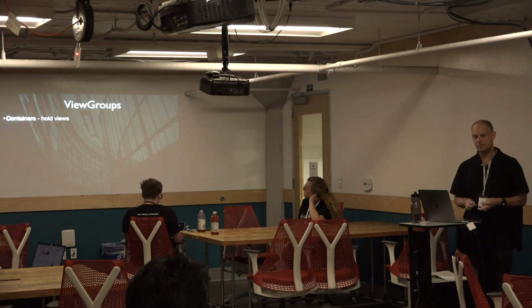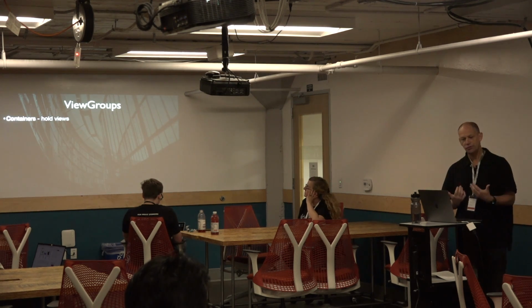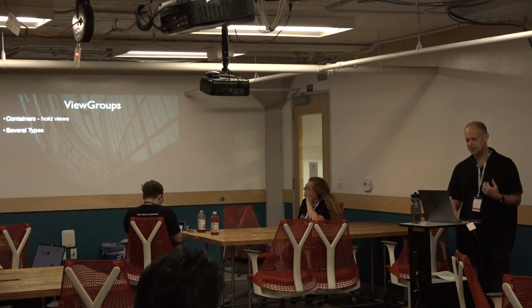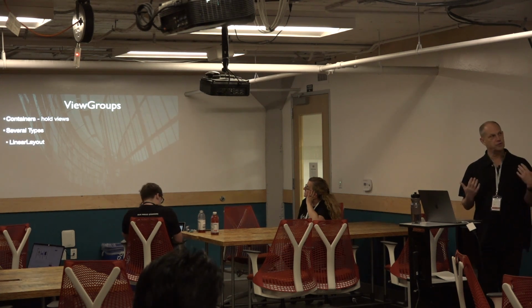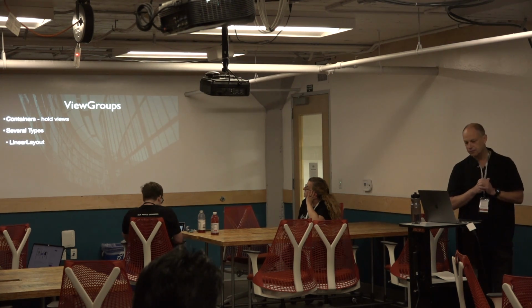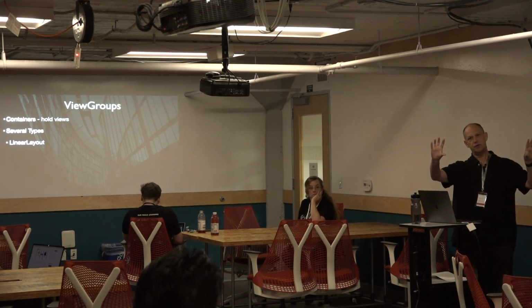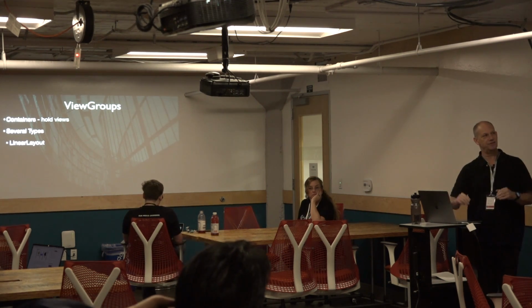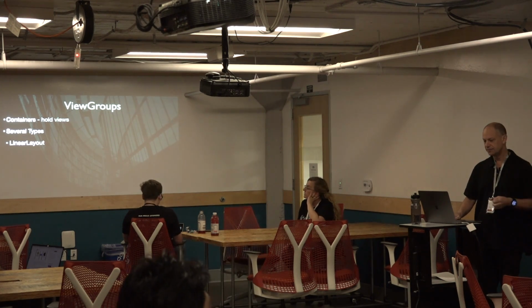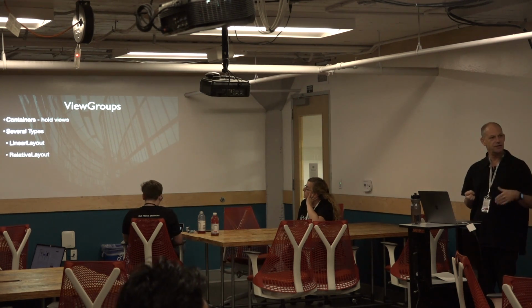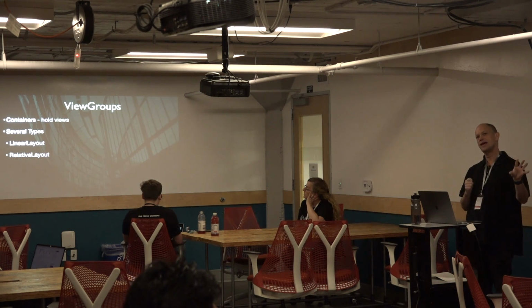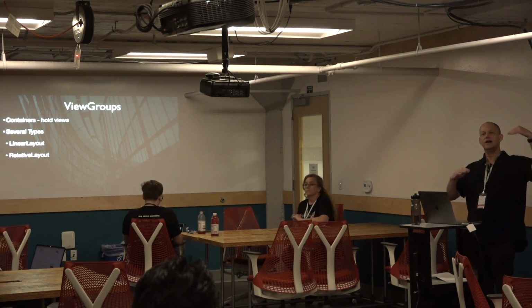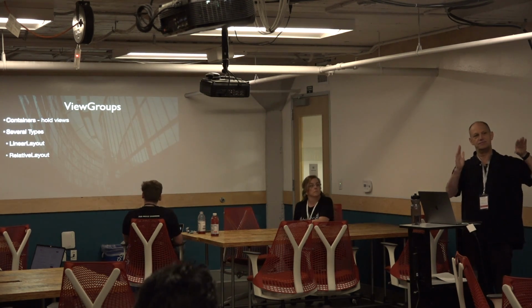So for view groups, again, these are containers that hold the views, and we're going to have some basic types. The very first one, one of the first ones that Google developed, is called the linear layout. That's designed to lay out things either vertically or horizontally, just one item after another. So it's a very simple layout. Then the next one is the relative layout. This is where you can have items that are set relative to other ones. So you can say, I want this text view to be aligned to the left of another text view.